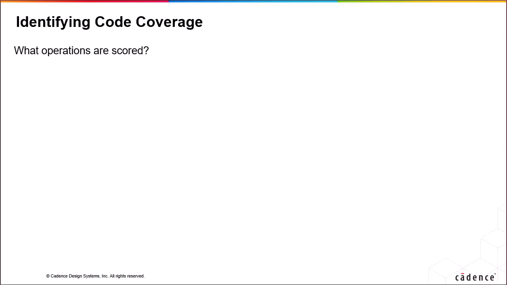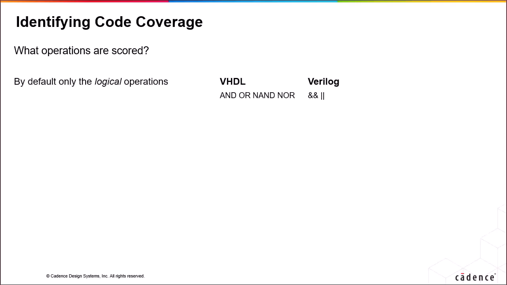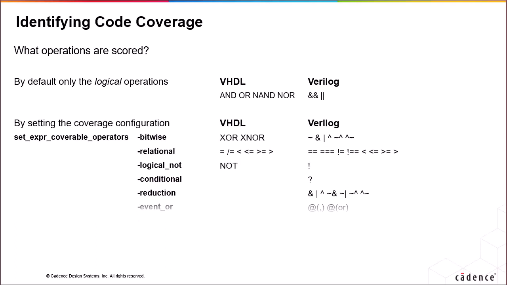The first major expression coverage issue is what operations to score. The Xcelium integrated coverage scores by default only the logical operations, that is, the conjunction and disjunction operations. That is actually a sensical decision, as it by default scores only conditional expressions, and those expressions are predominantly logical expressions. However, you can set the coverage configuration as needed to also score other operations, such as relational operations.